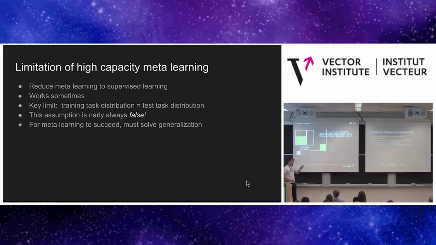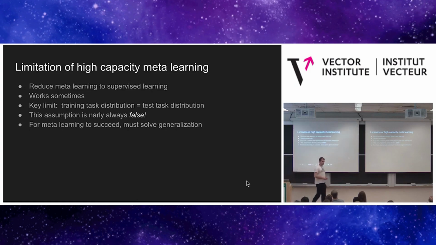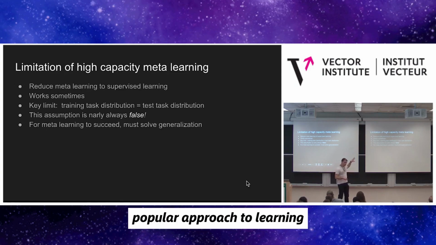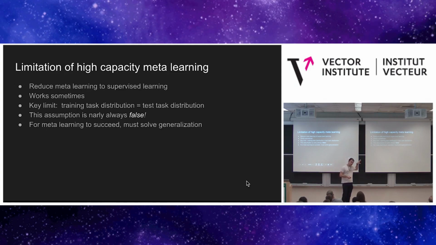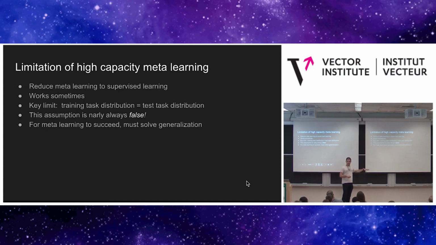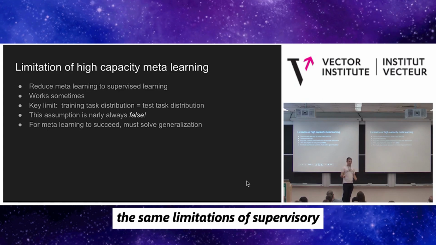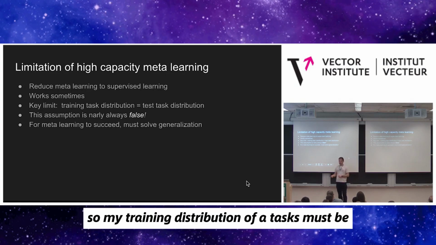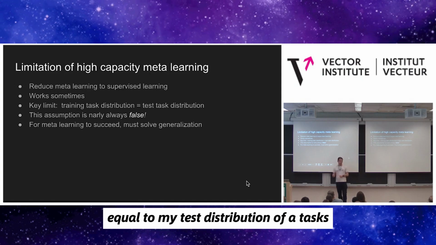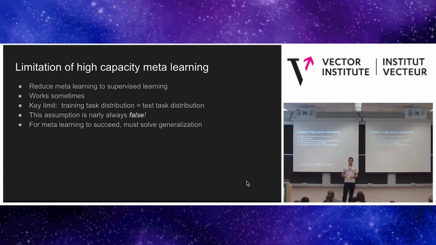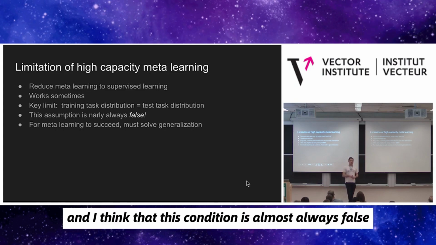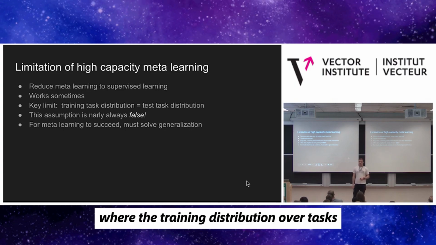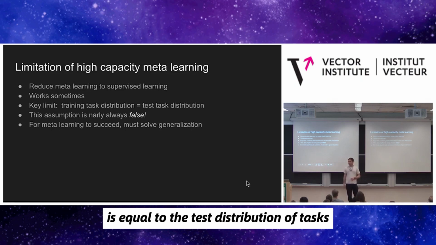Now, of course, all these approaches to meta-learning have a limitation, that they require you to specify a distribution of the tasks. And I think that actually this is the biggest problem with the popular approach to learning, the non-neural architecture search, that you have the same limitations of supervised learning, where if you say, I have a distribution of the tasks, my training distribution of the tasks must be equal to my test distribution of the tasks. And I think that this condition is almost always false. I think it is very rare to find a situation where the training distribution over tasks is equal to the test distribution of the tasks.